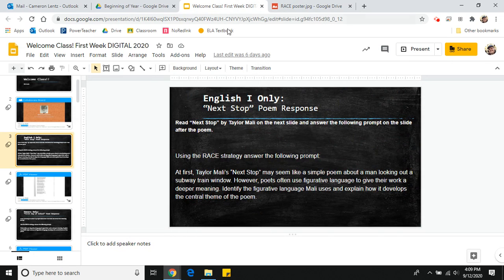So let's go ahead and look at a writing prompt that I've got up. This is Taylor Molly's "Next Stop." This is something I do with my English 1 kids, so we'll just use this as an example. The prompt here says, at first, Taylor Molly's "Next Stop" may seem like a simple poem about a man looking out a subway train window. However, poets often use figurative language to give their work a deeper meaning. Identify the figurative language Molly uses and explain how it develops the central theme of the poem.